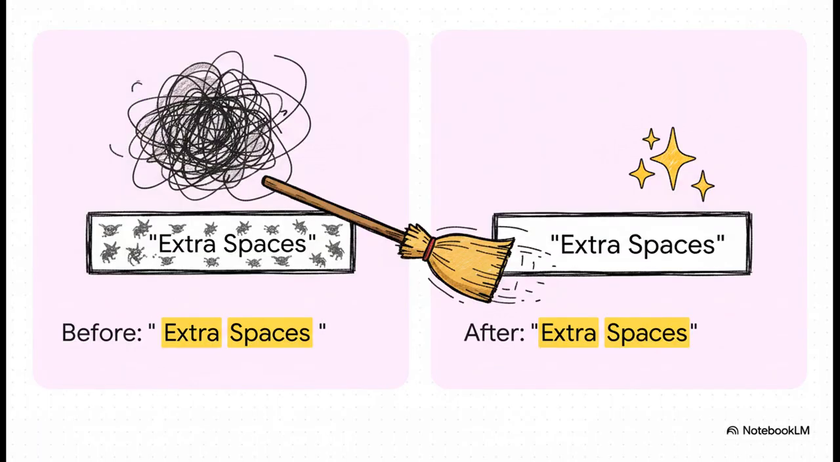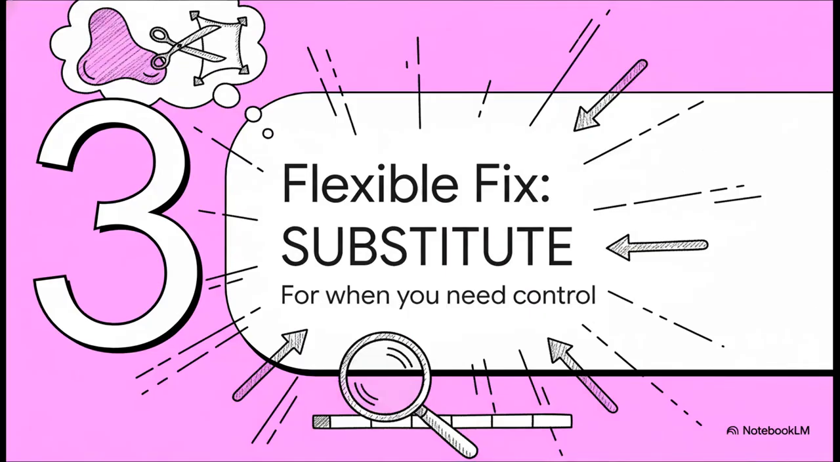And here it is in action. Look at that before text. It's a mess, right? Spaces at the front, too many in the middle, some at the end. One simple trim formula, and boom, you get the perfect after version. So clean, so satisfying.